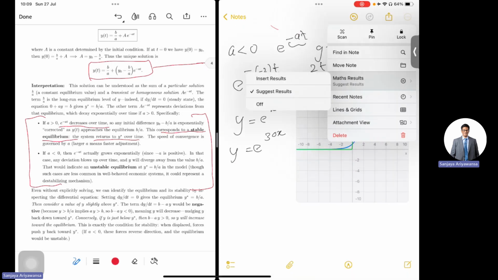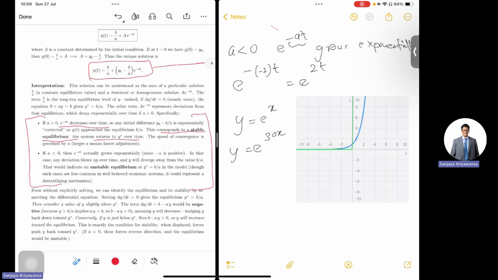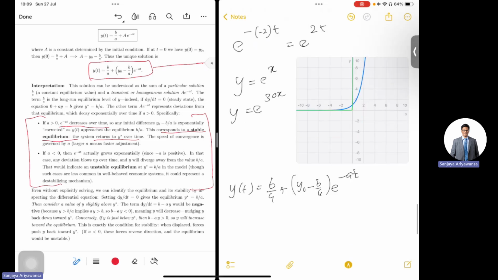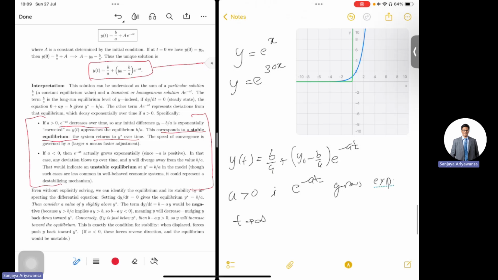What that means is your y of t, your original equation, which was b over a plus y naught minus b over a times e to the power minus at, when a is negative, your e to the power minus at grows exponentially. So when t goes to infinity, y of t just goes to infinity as well, and therefore it indicates an unstable equilibrium in the model.